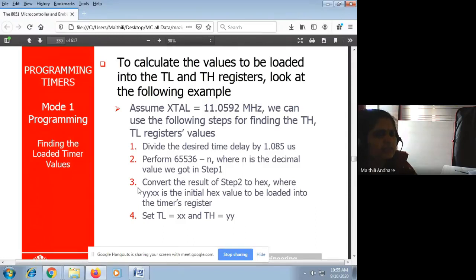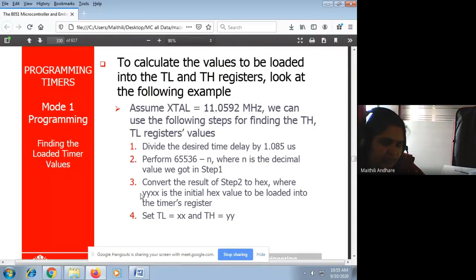The next step is to convert the result of step 2. After subtracting, again you will get some number. Just convert that result, whatever number you get after subtraction, to hex, where you will get YYXX, which is the initial value loaded in the timer register. Means again you will get some value.